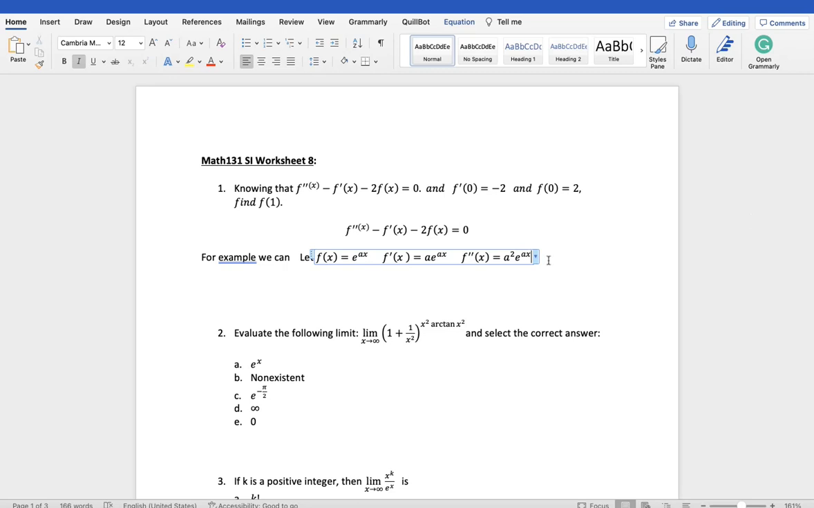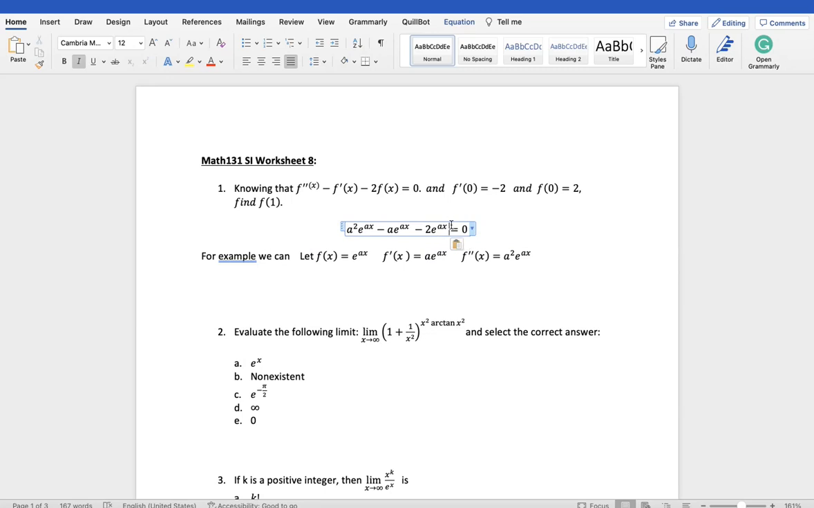Right. So now you plug this into the equation that is given, right? So if we go back to our original equation, the second derivative is equal to a squared times e to the ax. So let's plug in there. The first derivative is equal to a multiplied by e to the a of x. Let's plug that in there. And the function that we chose was e to the a of x.